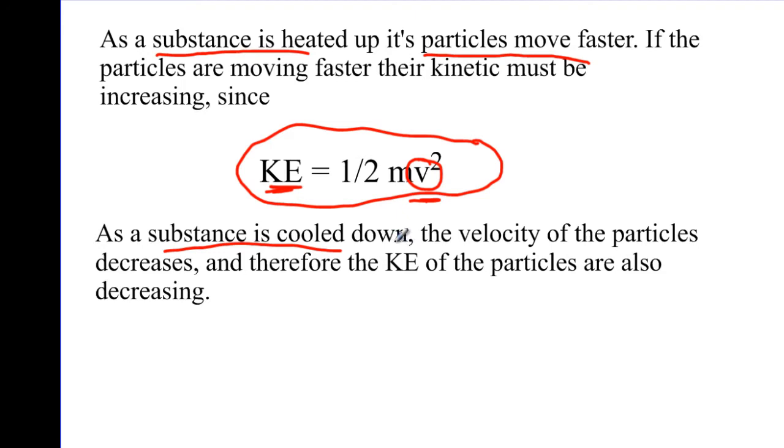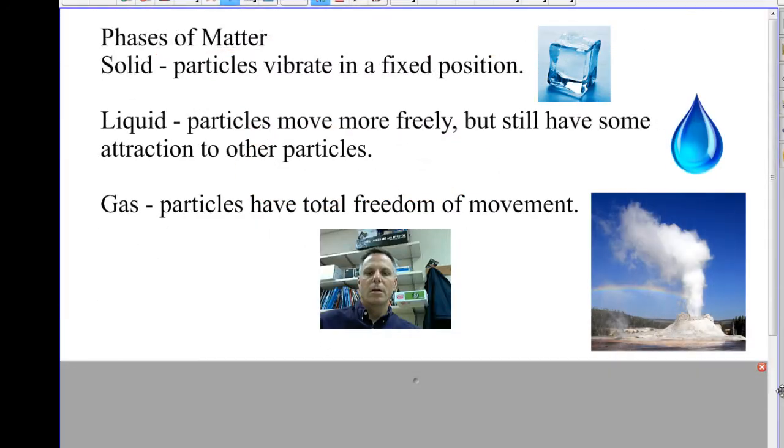This value gets smaller, and therefore the kinetic energy goes down. So, the faster the molecules move, the higher the kinetic energy. The slower the molecules move, the lower the kinetic energy. So let's go ahead and take a look at how the kinetic molecular theory applies to the different states or phases of matter. We're primarily interested in the three main states of matter: solids, liquids, and gases.